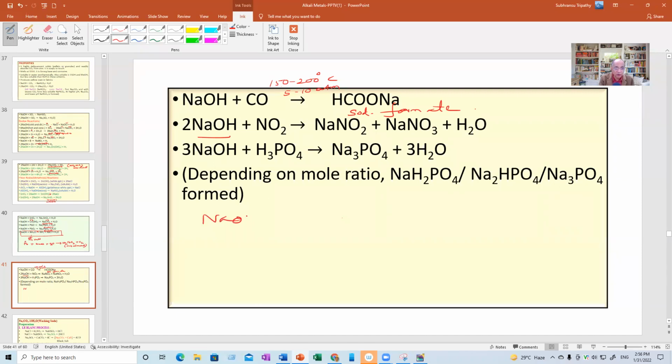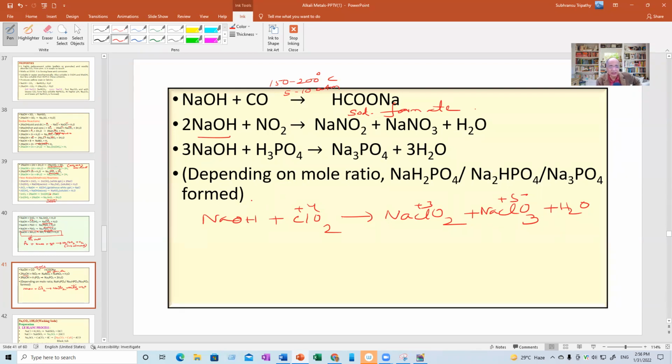Same will be the case if you go for ClO2, chlorine dioxide, which is also a mixed anhydride, and it is the anhydride of chlorous and chloric acids together. So you will form sodium chlorite and sodium chlorate. Same. So this is +4 to +3, +4 to +5. Same as sodium hydroxide reacting with NO2.